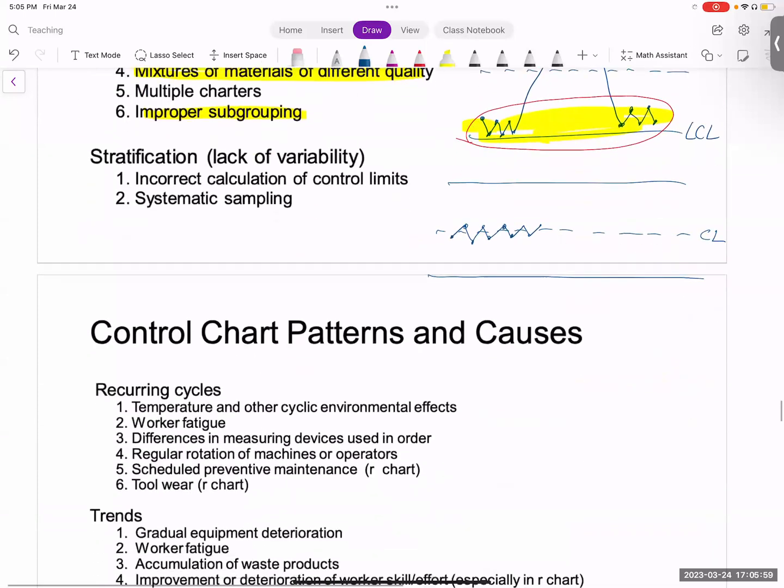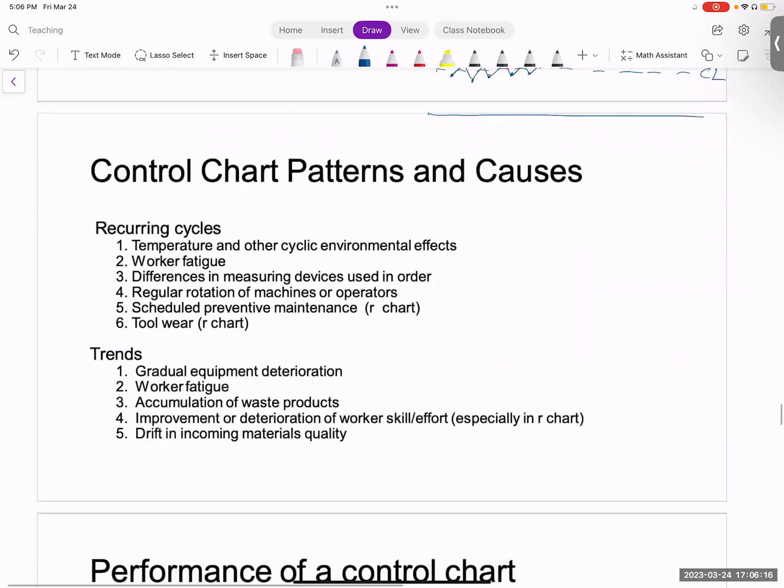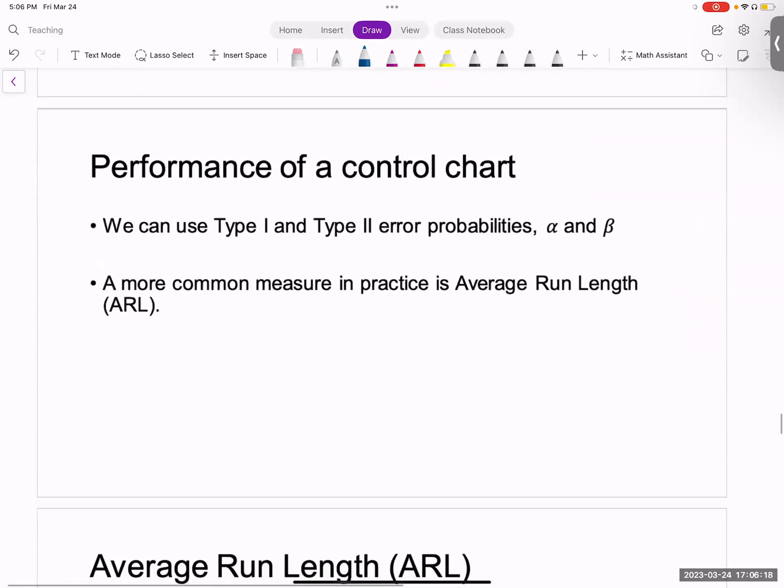Okay, and then the book also has a bunch of other patterns and causes. We are not that concerned about that in this course because these are mostly observational, right? That's why we don't discuss this much in statistical quality control, but you can always go back to the book and read more about this. All right, now moving on to the last topic of this chapter, which is the performance of a control chart.